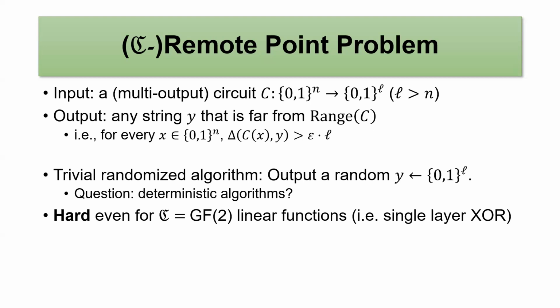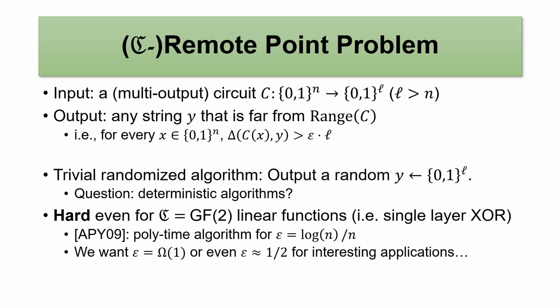Actually, the problem is hard even for circuits consisting of only a single layer of XOR gates. Noga Alon, Ron Peled, and Sergey Yekhanin designed a polynomial time algorithm when epsilon is log n over n. However, we want epsilon to be a constant or even close to 1/2 for interesting applications.